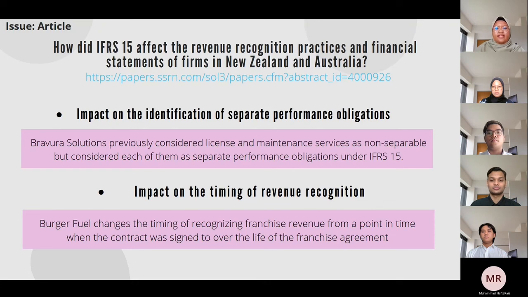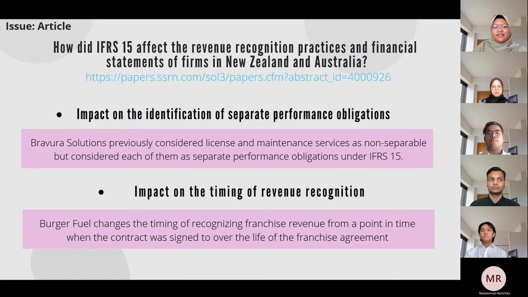Okay, next, the standard also causes changes in the basis of allocating revenue over time. As we presented earlier, IFRS 15 requires an entity to recognize revenue when it satisfies each performance obligation by transferring goods or services. As shown in the example, Burger Fuel changes the timing of recognizing franchise revenue from a point in time when the contract was signed to over the life of the franchise agreement. As noted, the application of IFRS 15 resulted in identification of new significant financing components and changes in discount rate, resulting in a change in allocation of the consideration between revenue and interest revenue.